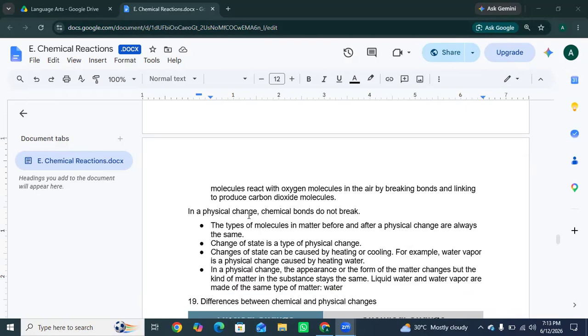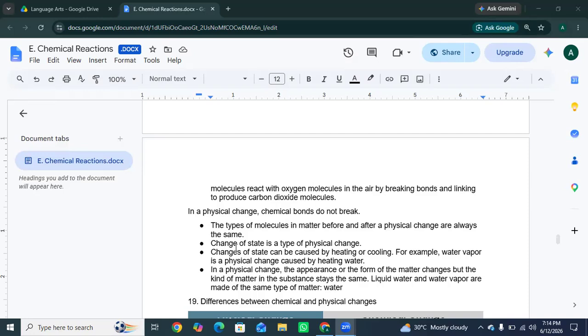The next one is physical change. In a physical change, chemical bonds do not break. The type of molecules in matter before and after a physical change are always the same. Change of state is a type of physical change. The types of molecules you have before and after the change are exactly the same. No brand new substance is created.